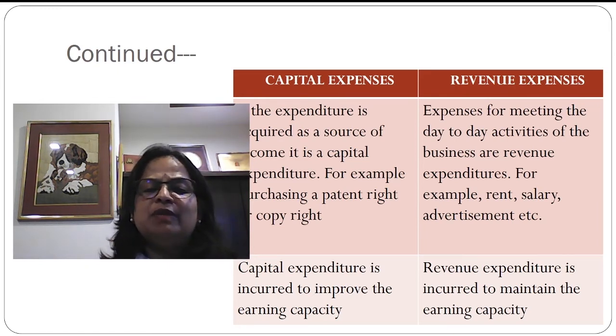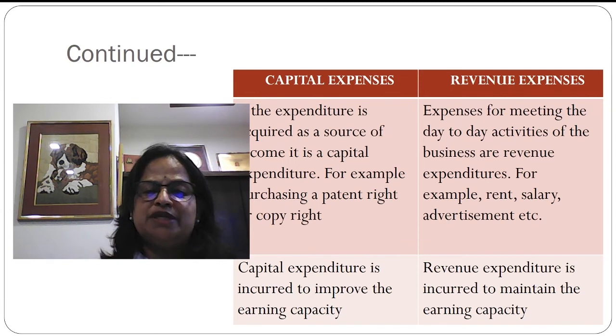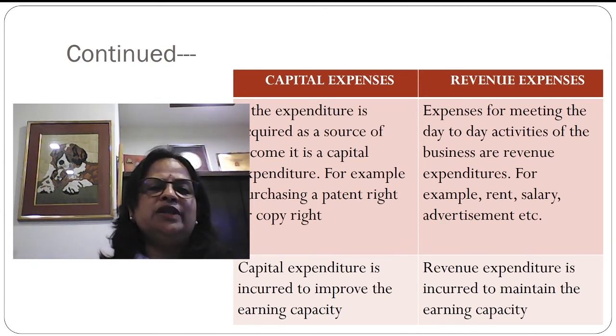So here you have to remember that if you're buying plant and machinery, I gave you the example of going from semi-automatic to fully automatic. You want to improve the earning capacity. Other competitors are doing that, so if you also provide that, you can attract the customers. You can give better quality service for your existing customers. Whereas revenue expenditure is incurred to maintain the earning capacity.